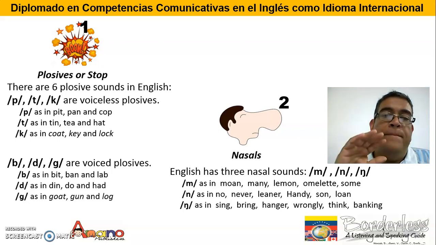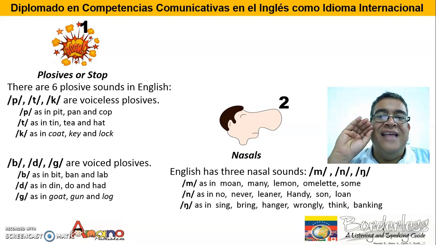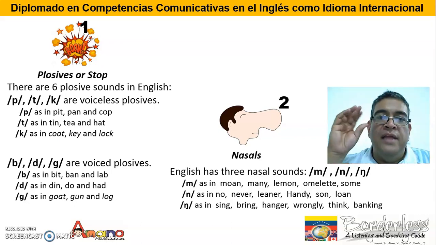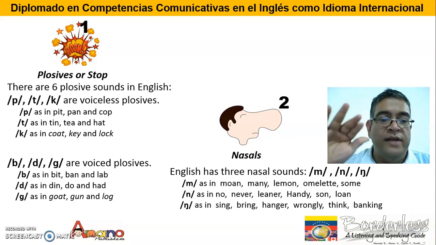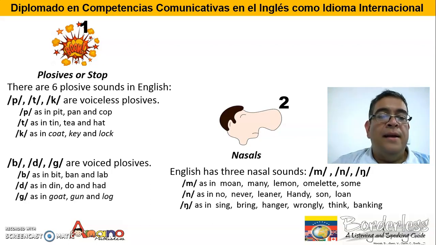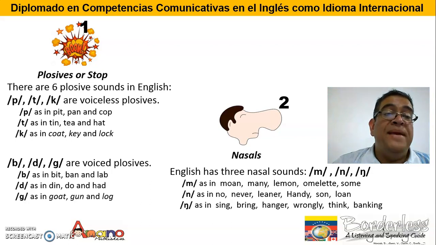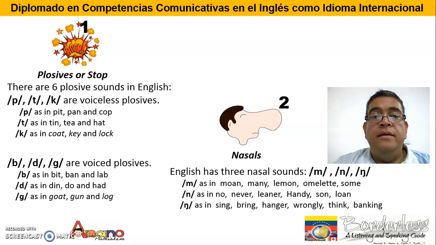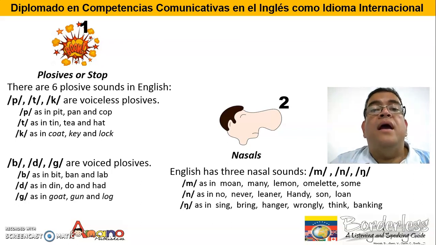They call it stop because when you produce the sound, it stops like this. It stops at once. Some examples of p sounds are p, as in pit, pan, and cup. Some examples of t, as in tin, tea, and hat. Some examples of k, as in coat, key, and lock.